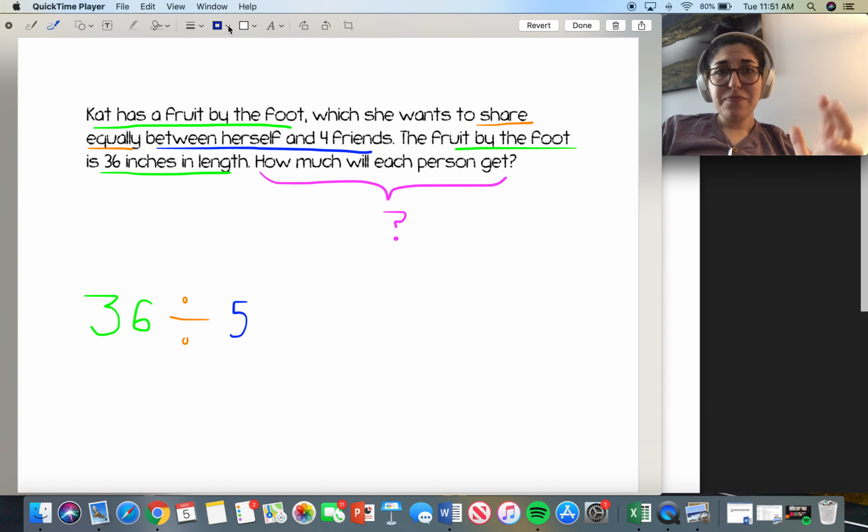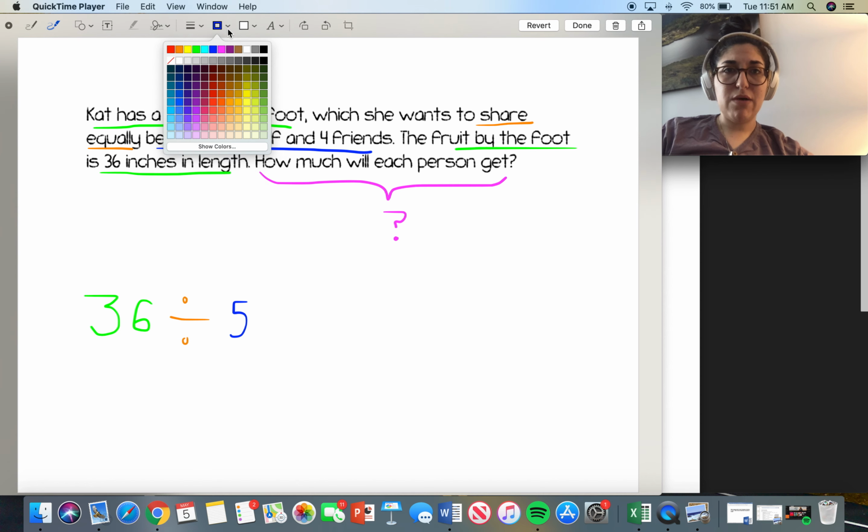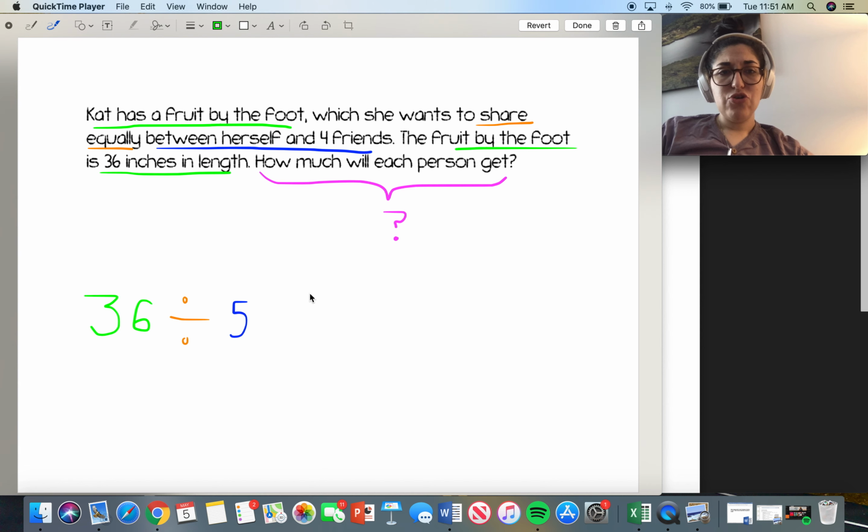Then you are welcome to use any method to divide 36 divided by 5. Because I know that we have in the past had some trouble with the standard algorithm, I want to do that one with you all right now. So remember that when I'm doing division, I could also do it as a fraction, but we're going to work on that standard algorithm.